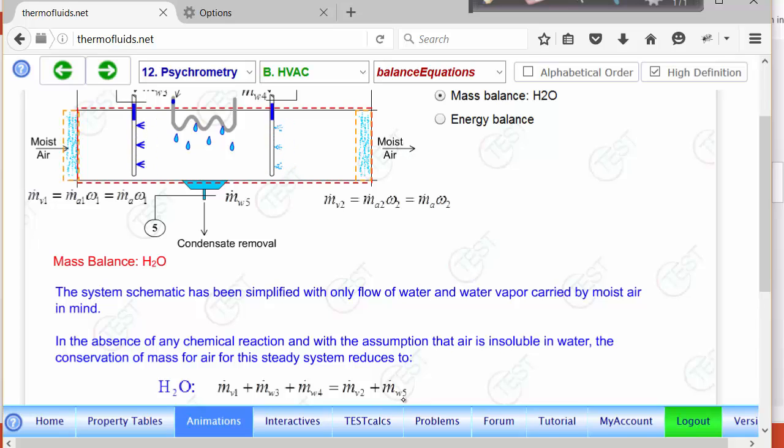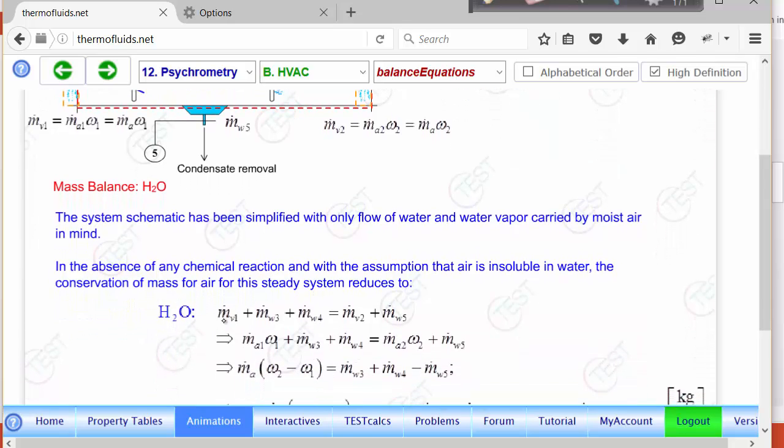And on the right hand side, we have the vapor that is exiting at state 2 and water that's exiting at state 5. Now, why do we have two different subscripts, V and W, for H2O? Well, V means vapor in moist air. So m dot with a V subscript, like PV is the vapor pressure. M dot V is the vapor that is part of moist air. Whereas W means H2O, but it's pure flow of water.